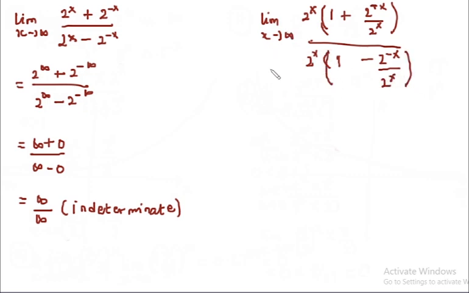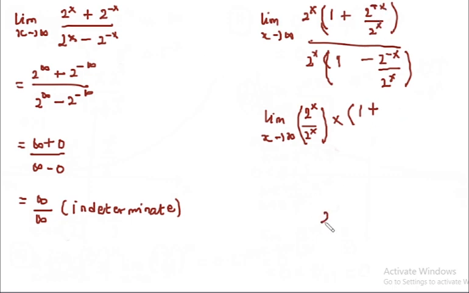So I can rewrite this limit as the limit as x approaches infinity, separating this, of 2^x over 2^x times, in this case, 1 plus. Now I'm going to solve this outside for you to see if I plug the answer here.